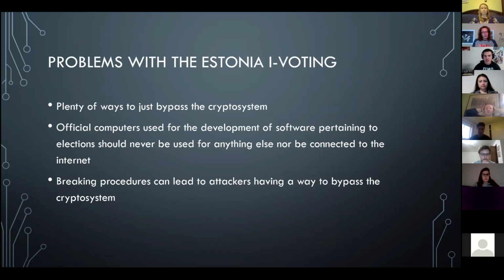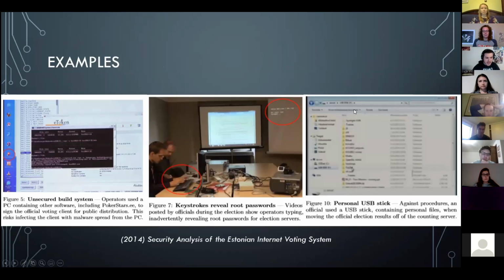In the 2013 study, they were there to actually observe an official election take place. And here are some of the highlights they found. On the left, they had an unsecured build system. This is the computer that they use to build the client software that users vote on and sign it from the government, saying, hey, this is trusted official software for the election. Install this, run it, you'll be safe, right? This is supposed to be on a computer with no internet, no outside access.